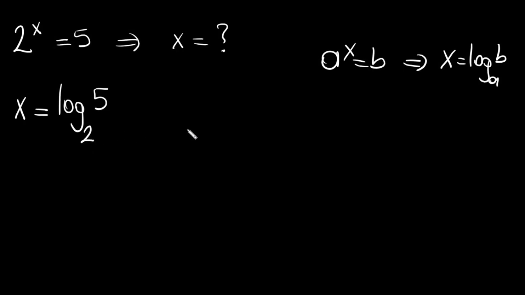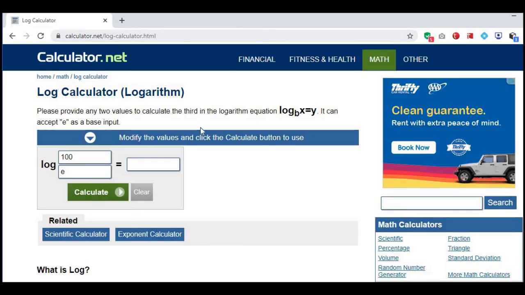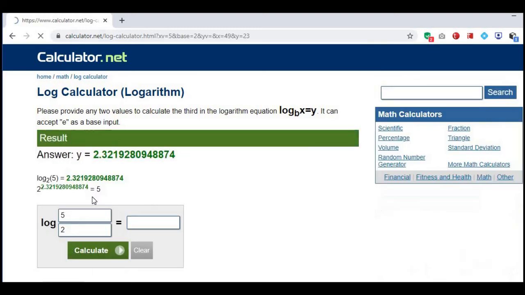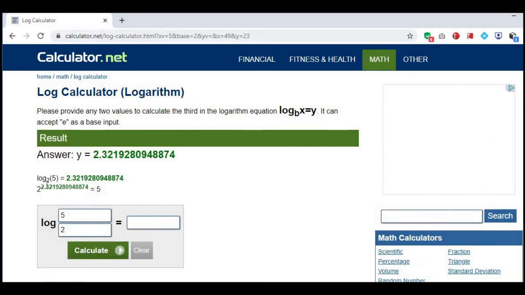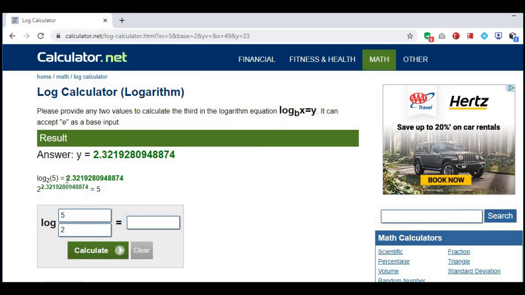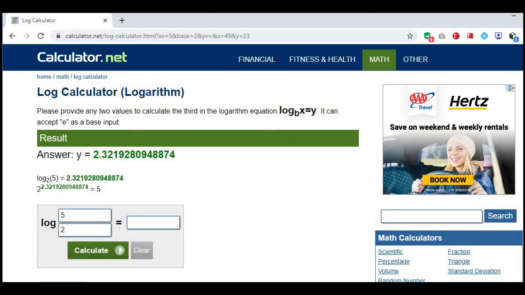Actually, we can use our calculator to find the value of x. Alright, so let's use our calculator to find log base 2 of 5. The base is going to be 2, and log base 2 of 5, as you can see, let's say calculate. So log base 2 of 5 is, as you can see, 2.3219. It keeps going on forever.